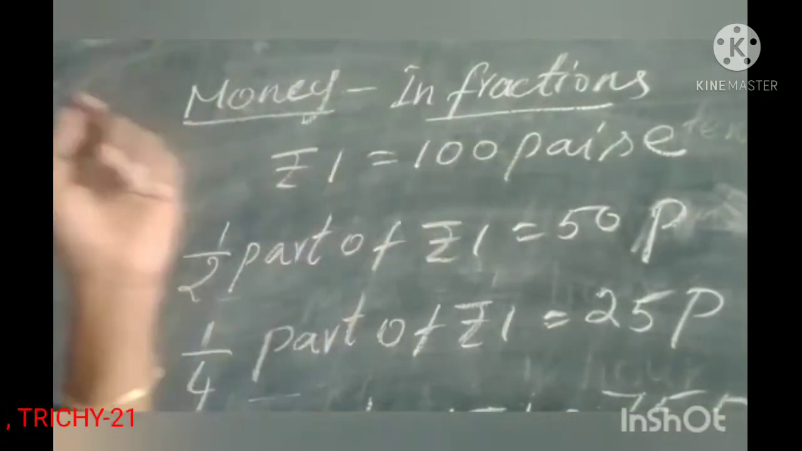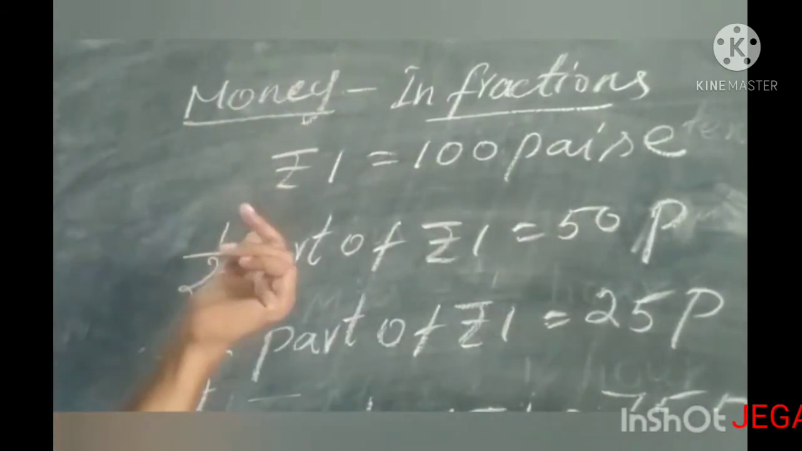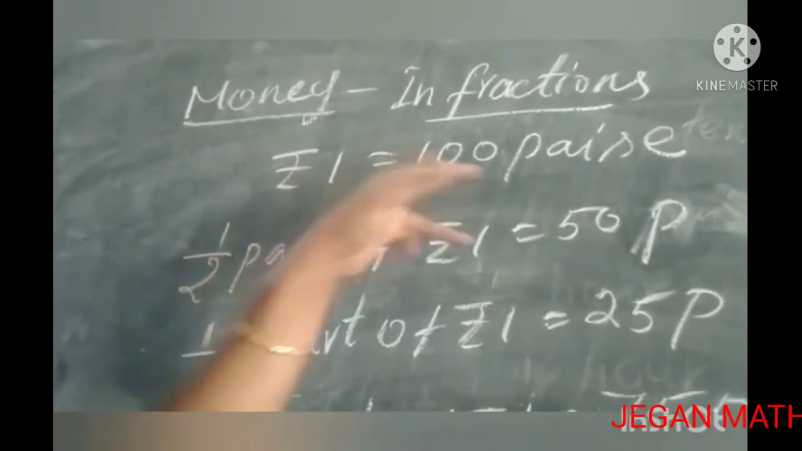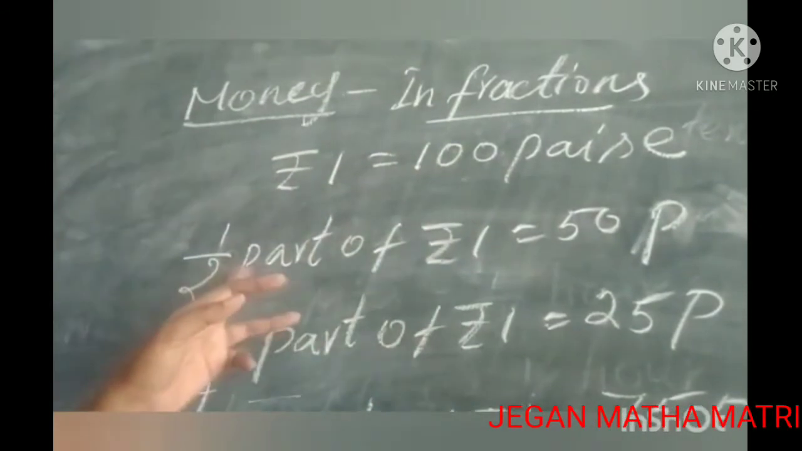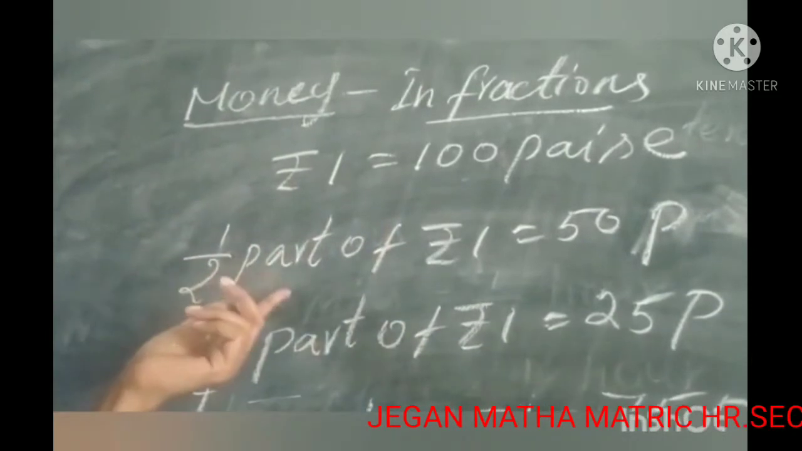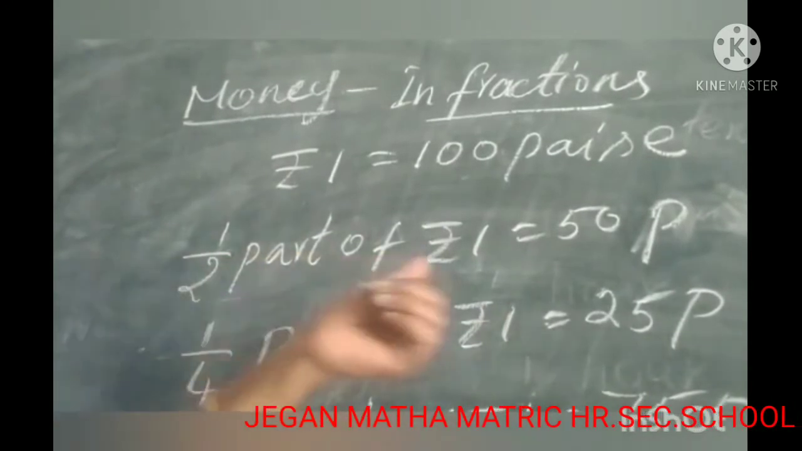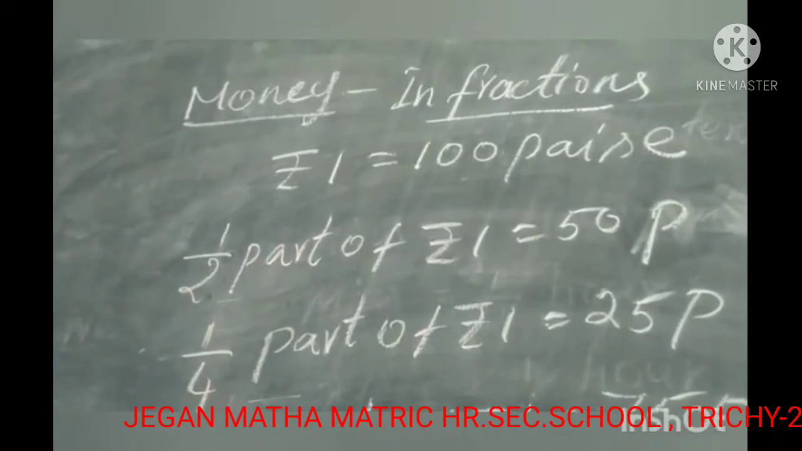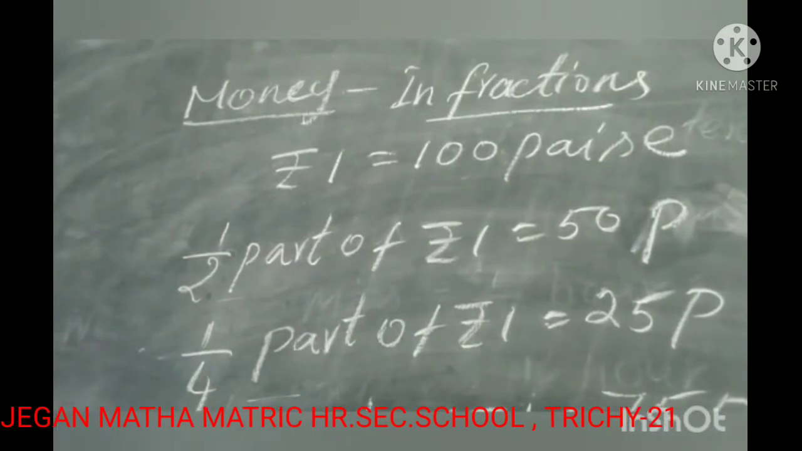Money in fractions. You have to change the money into fractions. How can you change? Now listen, already we know that 1 rupee equal to 100 paise. The whole is 100 paise. So half part of 1 rupee, you can divide the 1 rupee into 2 halves, that is 50 paise. Then again you can divide this 50 paise into 2 halves, so half of the half, that is 1/4, quarter part. So 1/4 part of 1 rupee equal to 25 paise.